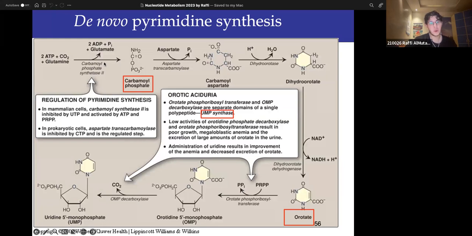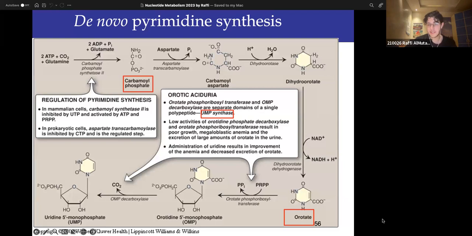All right. And this is a point where they could ask you questions, for example, like a prokaryote is trying to make pyrimidines. What is the regulating step? And the answer would be aspartate transcarbamylase. But in humans, it's the making of carbamoyl phosphate through CPS2.